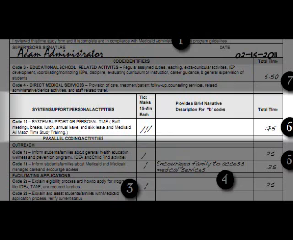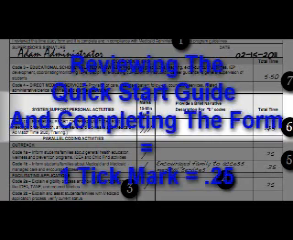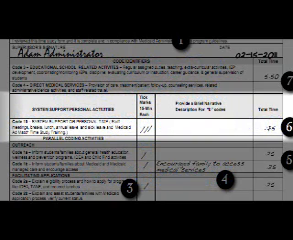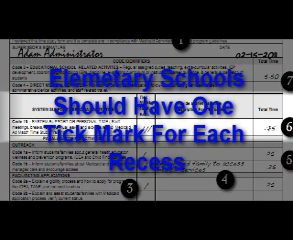Now, everybody should have at least one tick mark on a time study day for spending a minimum of 7.5 consecutive minutes reviewing the Quick Start Guide as a training source. We encourage you to review the Quick Start Guide because that'll help you think about some activities that you may have done that you may not have thought about, and that is considered a training also. So everybody should have at least one tick mark for reviewing the Quick Start Guide for a minimum of 7.5 consecutive minutes. Elementary schools with recesses should have one tick mark for each recess.